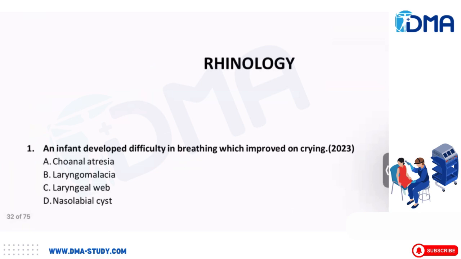They ask a question right from the starting of rhinology: an infant developed difficulty in breathing, which improved on crying. What is the diagnosis? Can someone answer this? Breathing difficulty improved on crying, so it's a typical choanal atresia.